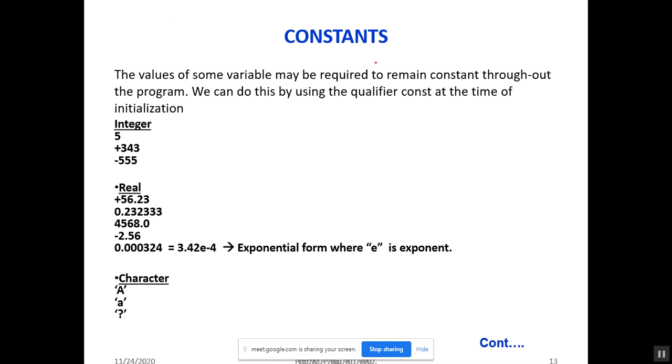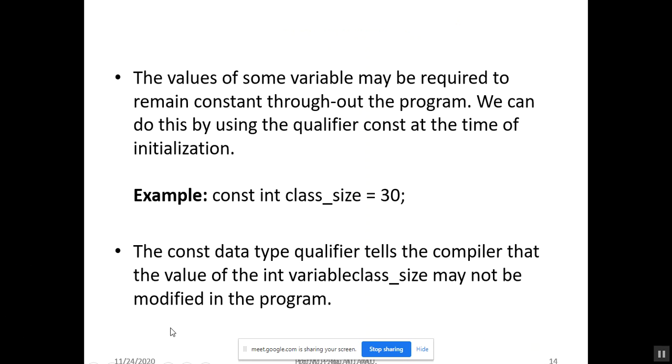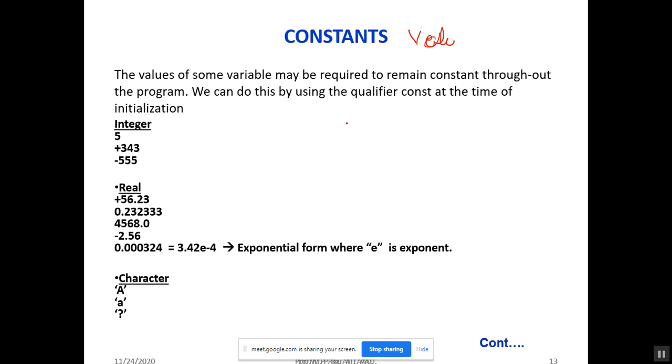Now today we'll see something about constants. These constants are nothing but constant values. These values can be integer, real, character, and one more, string. Strings are enclosed in double quotes. If I write hello, then this is called a string. So we have got four data types for which we have got constant values or static values.